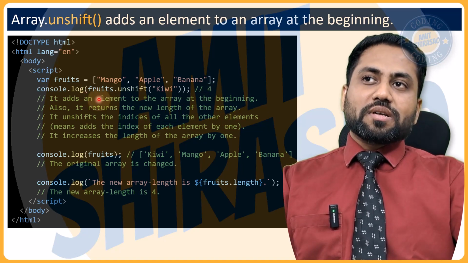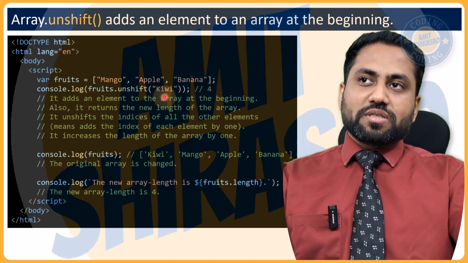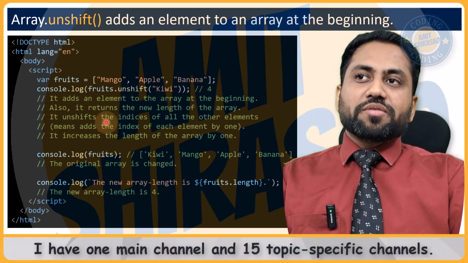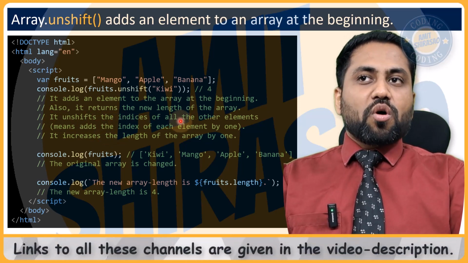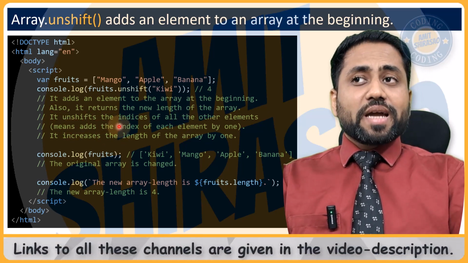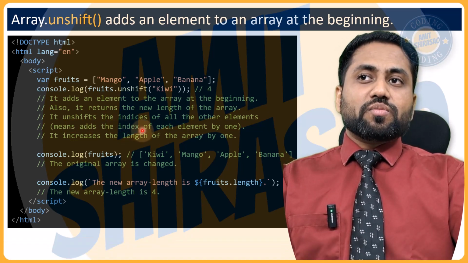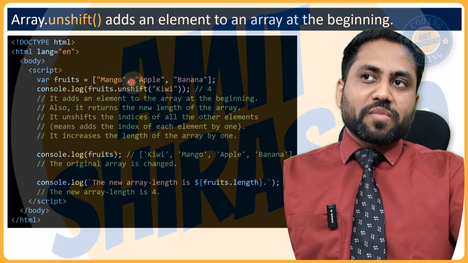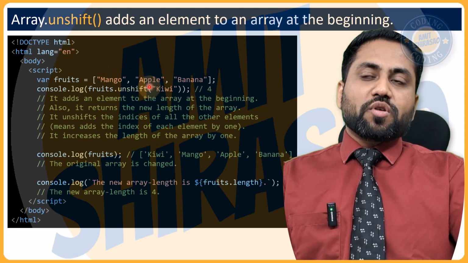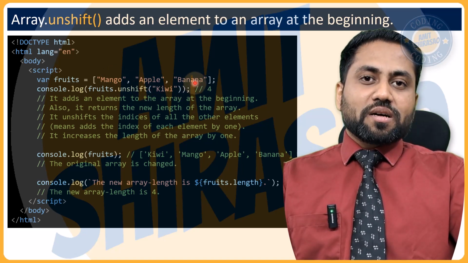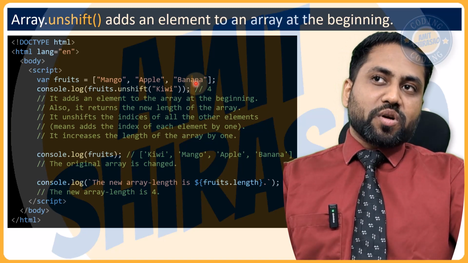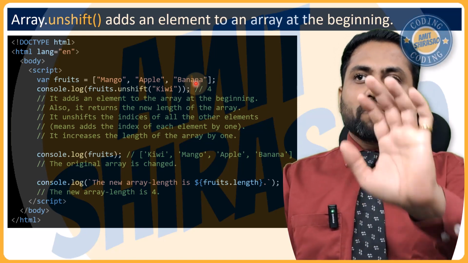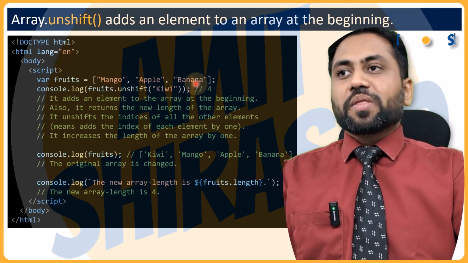So here, what is the return value of this function? It is basically the length of the new array. And then it unshifts the indices of all the other elements. It adds 1 to the index of each element. So the index of mango becomes from 0 to 1. Index of apple becomes from 1 to 2. Index of banana becomes from 2 to 3. Got it? So this is called unshifting of the indices. Unshifting means moving them, pushing them ahead. That is called unshifting.